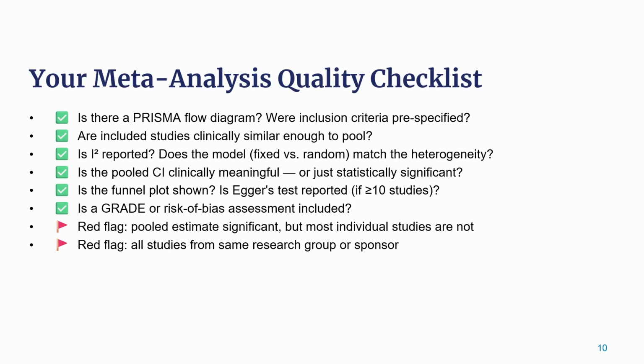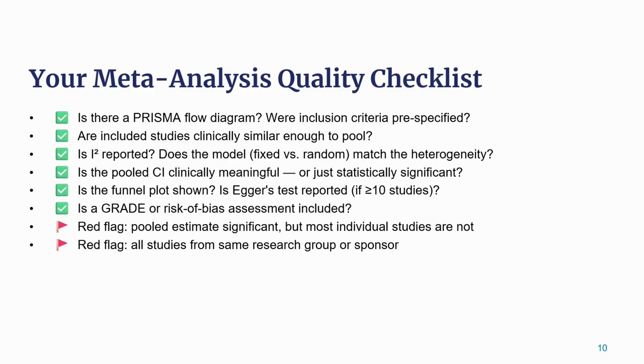Before we get to the case, here's your practical checklist for evaluating any meta-analysis you encounter. First, the PRISMA diagram. If it's missing, transparency is already compromised. Second, clinical compatibility. Even if the statistics worked, if one study used dogs and another used cats and another used rabbits, the pooled estimate may be biologically meaningless.